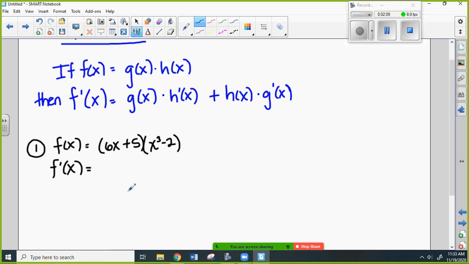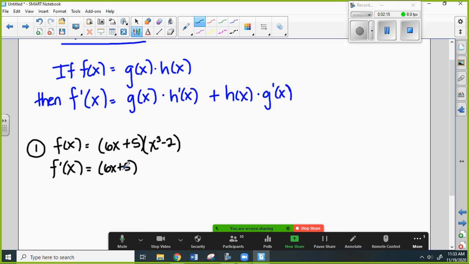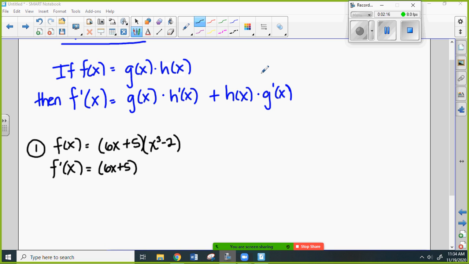Well, the first function is 6x plus 5, and that stays the same. So we have the first function, and now we need to multiply that by the derivative of the second function, which just requires a basic power rule. Then we're going to add, and we're going to keep the entire second function the same, and multiply it by the derivative of the first function.